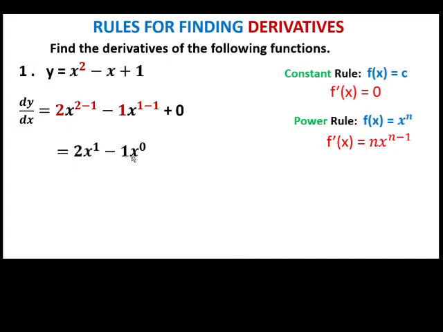Simplify the exponent, and x to the 0 is equal to 1, and omit the exponent if it is equal to 1. So our derivative is simply dy dx equals 2x minus 1.